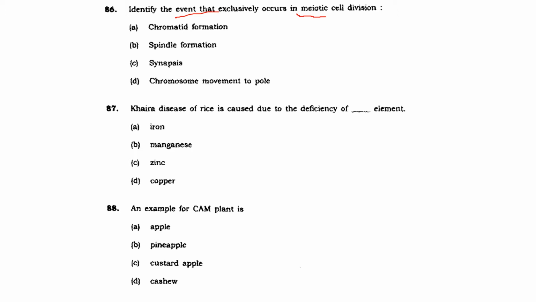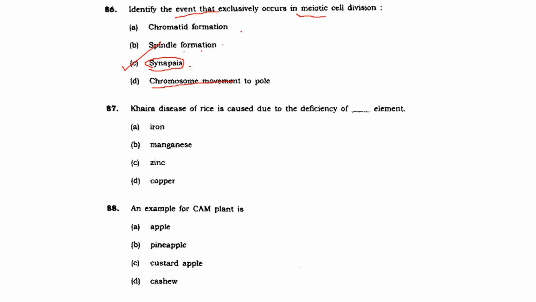Option A, chromatid formation; B, spindle formation; C, synapsis; D, chromosome movement to pole. Chromatid formation happens both in mitosis and meiosis. Spindle formation also happens in both. Synapsis is an event which happens in meiotic phase 1, like prophase 1. So this doesn't take place in mitosis and therefore it exclusively occurs in meiotic cell division. The answer will be C. Chromosome movement to pole also takes place in mitosis and meiosis.